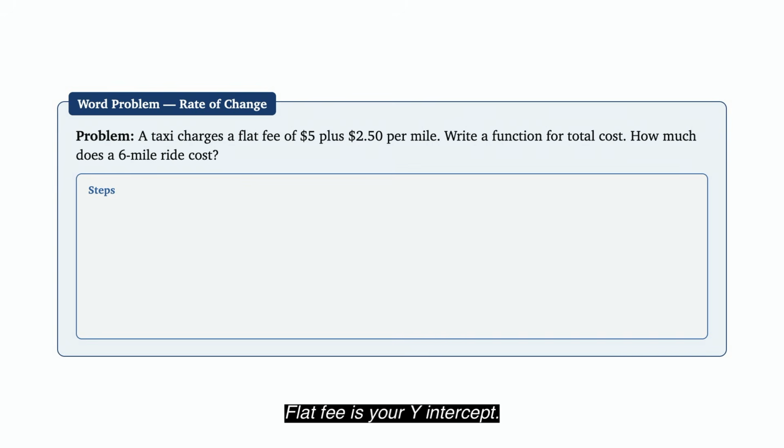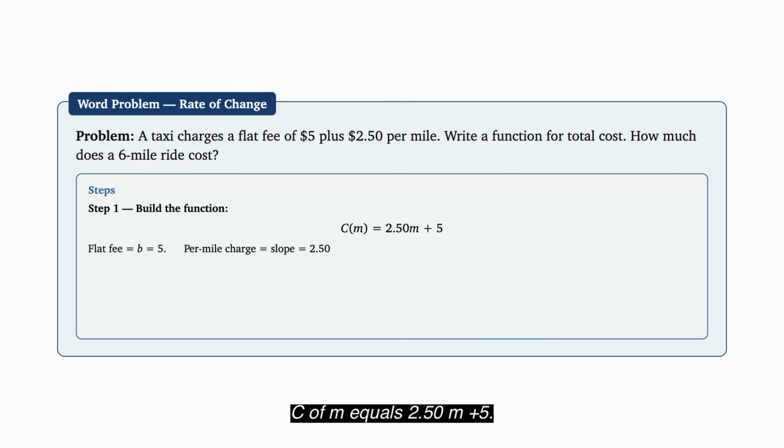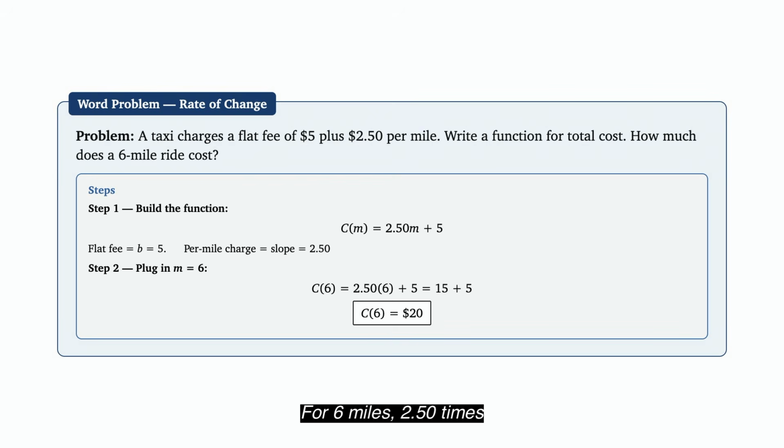Flat fee is your y-intercept. Per mile rate is your slope. C(m) = 2.50m + 5. For 6 miles, 2.50 times 6 plus 5 equals 15 plus 5 equals $20.